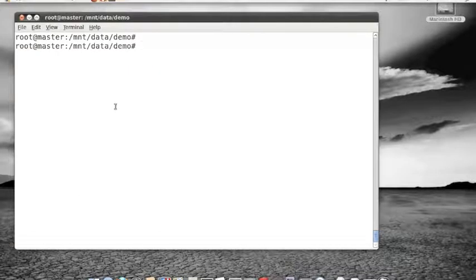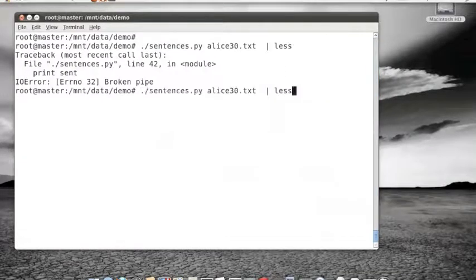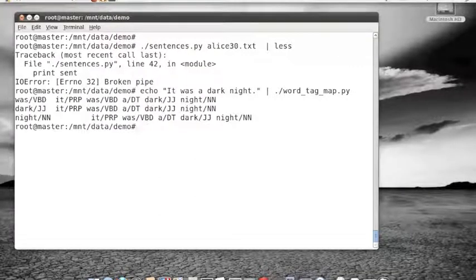The first step, still serial, takes a document and outputs it in a version that has 1 sentence per line. This is required for the NLTK libraries. In this sentence, it was a dark night. You can see that the tagger correctly determines that was is a verb, dark is an adjective, and night is a noun. This is output as a key value pair for MapReduce, with the key being the word being analyzed and the value being the context around the word that can be subsequently parsed.